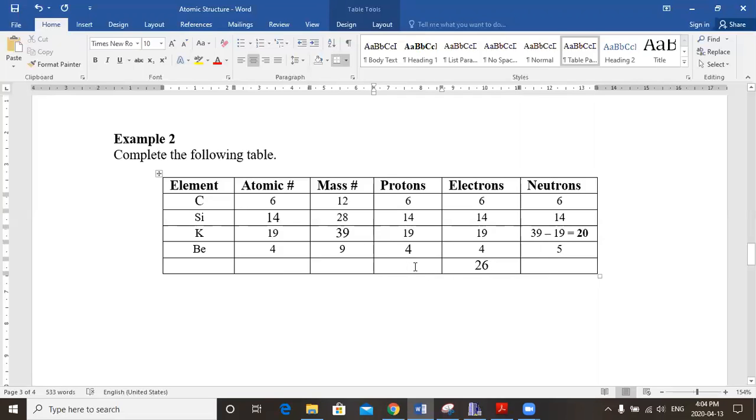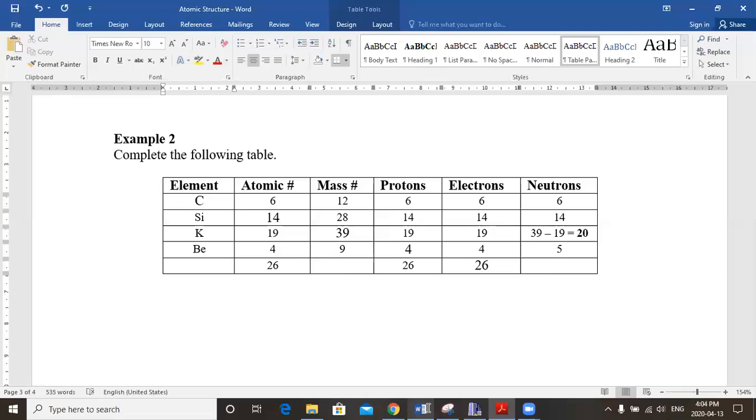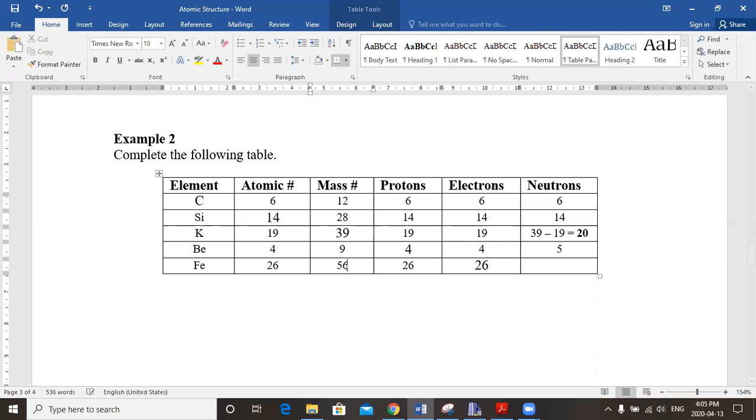Okay, so our last part of example 2, we're starting with the number of electrons. Well, if we know the number of electrons is 26, there must be 26 protons, and the atomic number must also be 26. So we'll go to the periodic table and find number 26, and it is iron, Fe. We look for the mass number on iron. It's 55.845, which rounds up to 56.